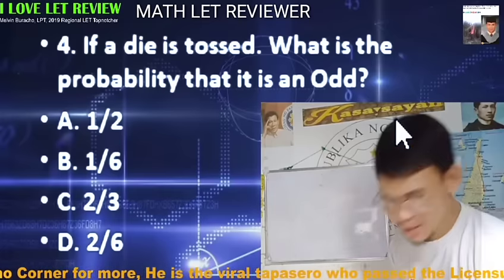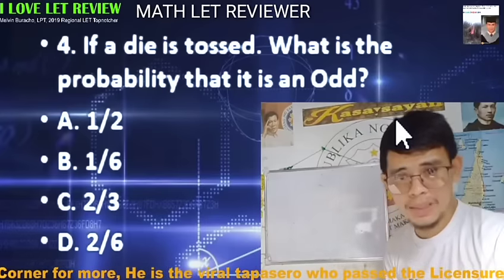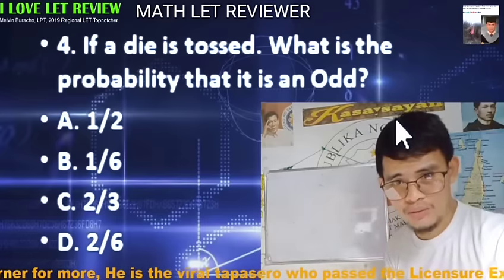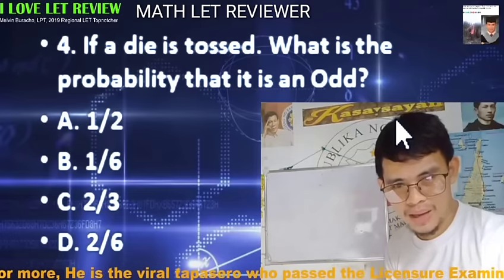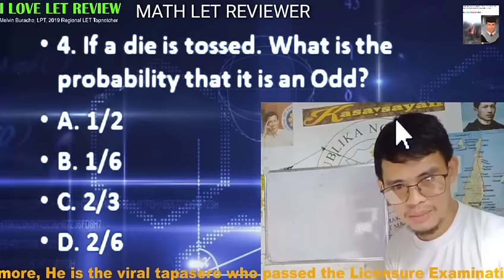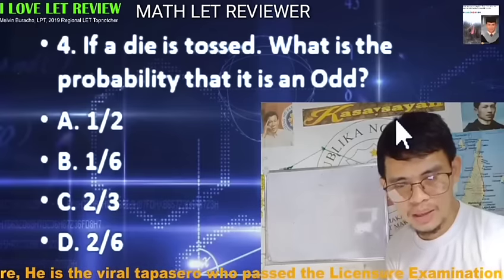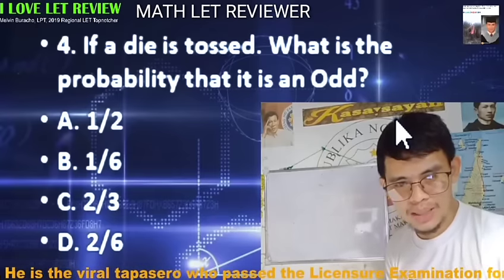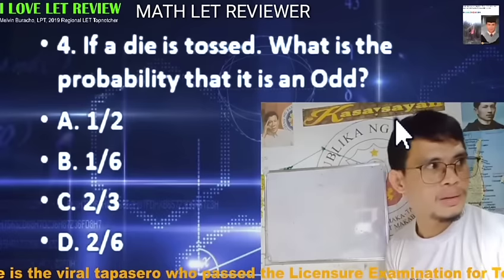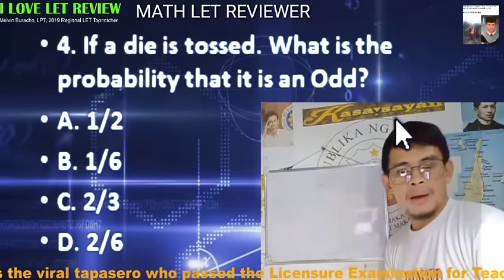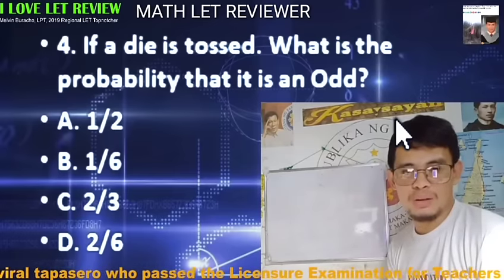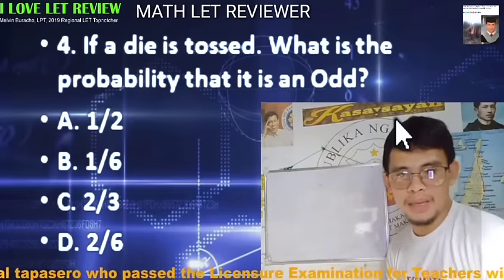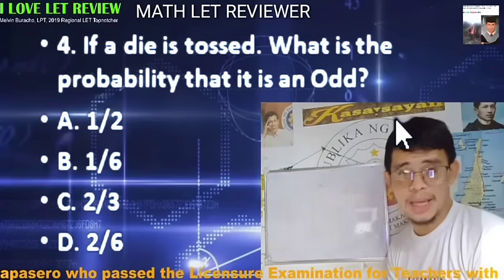Okay? So now, let's do number 4. Let's read your question. Do you have your materials? Please make sure that you have your materials. We are now heading to number 4. Am I still visible? Okay. If a die is tossed, what is the probability that it is an odd number.